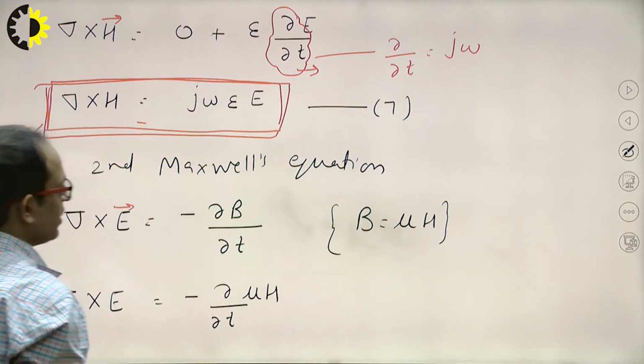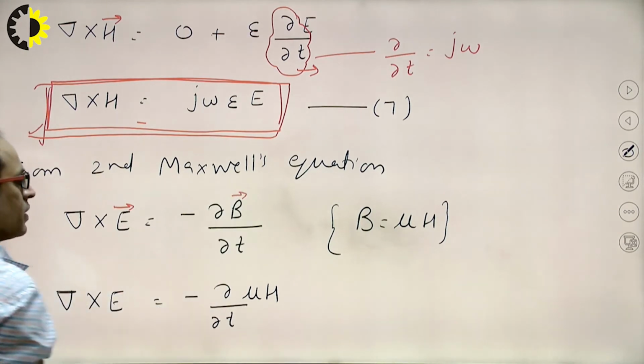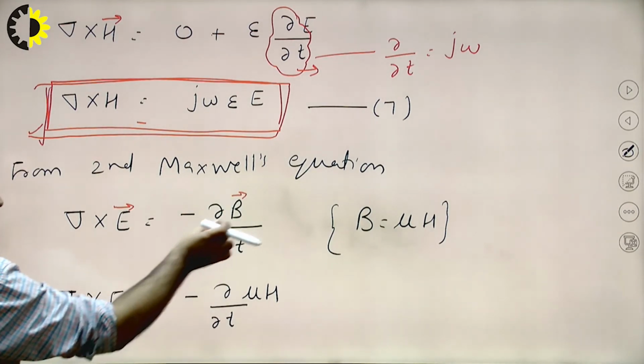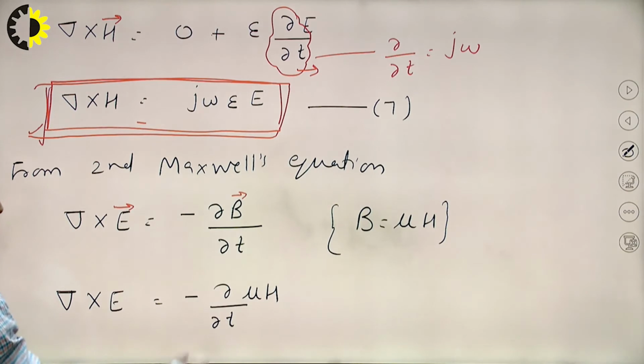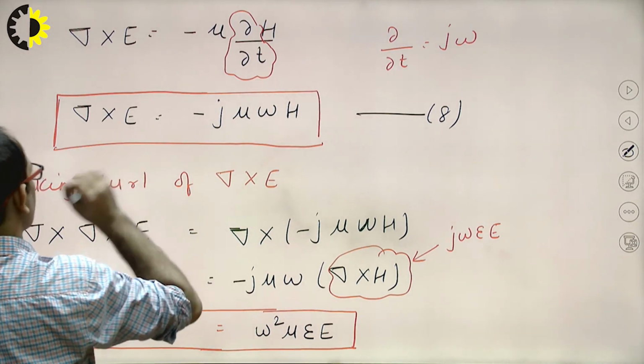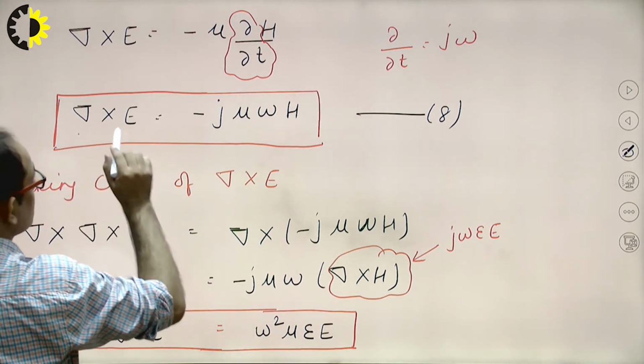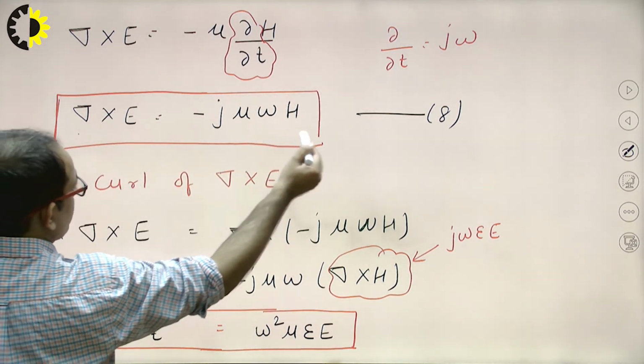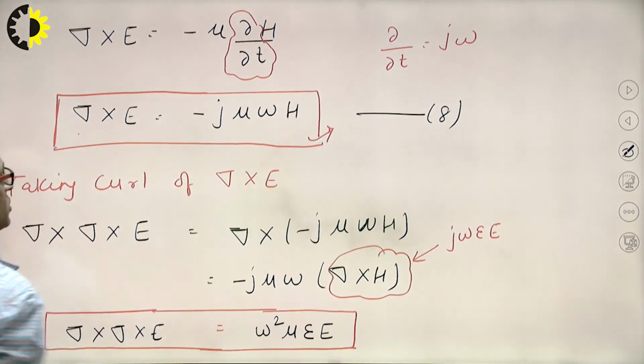Now we'll use the second Maxwell equation, that is del cross E is equal to minus del B by del t. Now just put B equal to mu into H, and del by del t is equal to j omega. Now when you put this equal to j omega, you will see that del cross E is equal to minus j omega mu H.